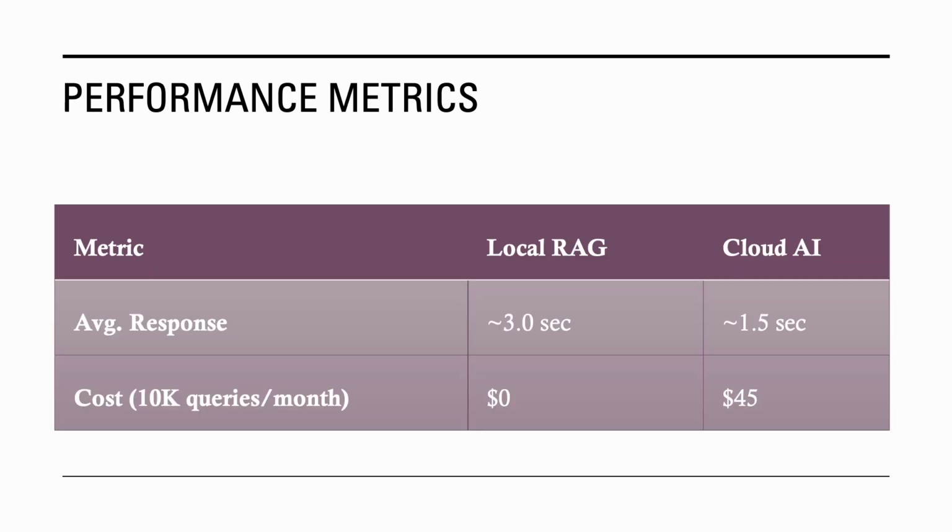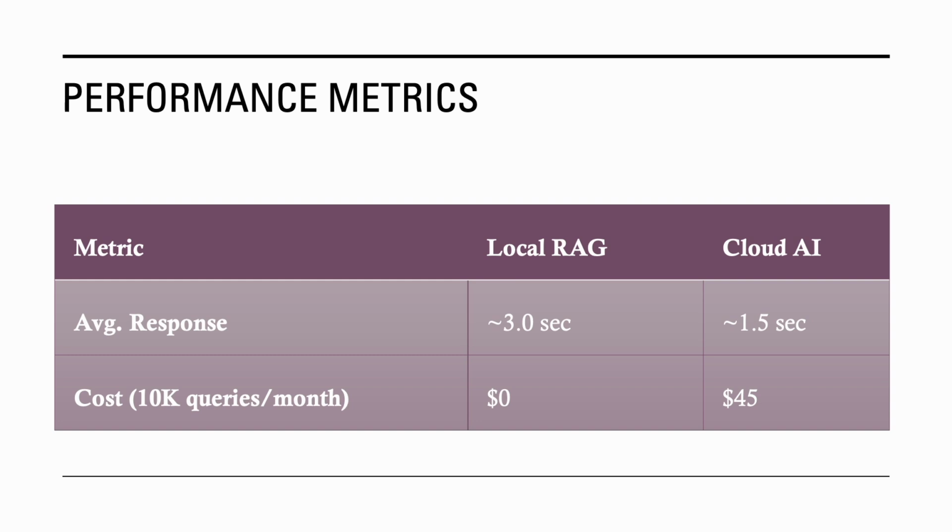In the benchmark with 100 document samples, local RAG on MacBook Pro averaged about 3 seconds per query, sufficient for small to mid-scale use cases, whereas Cloud API averaged 1.5 seconds per query, thanks to optimized backend hardware.